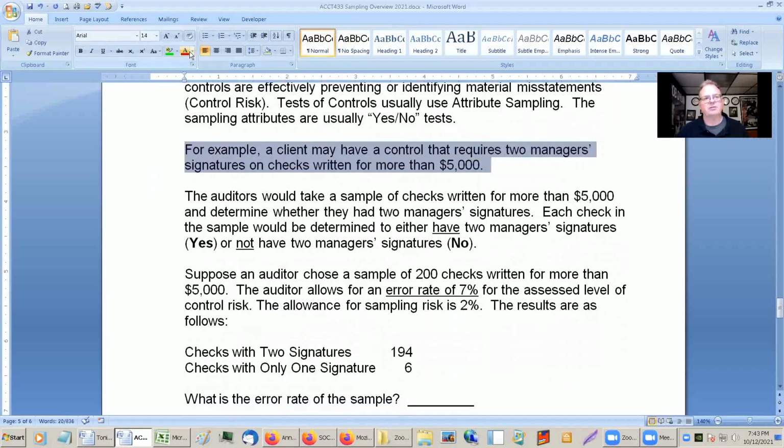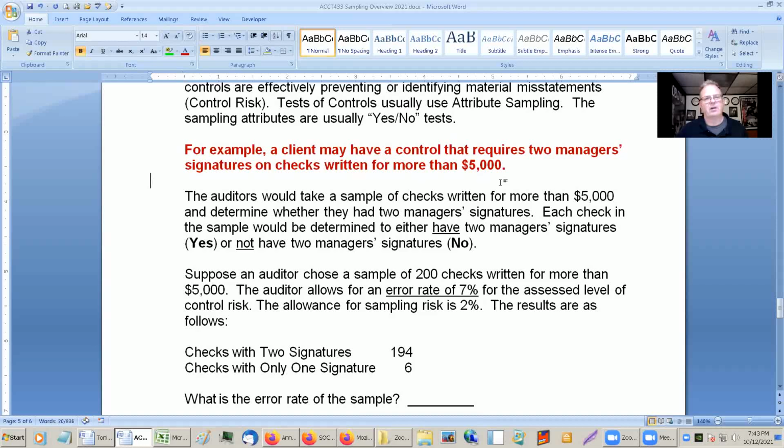Okay. So for an example, they require 2 managers on checks written for more than $5,000.